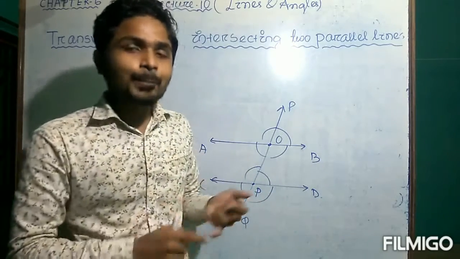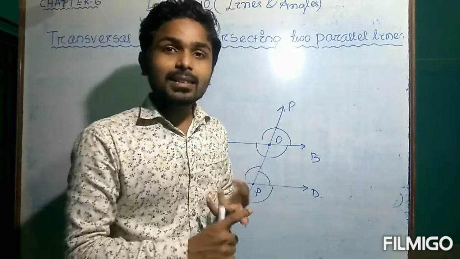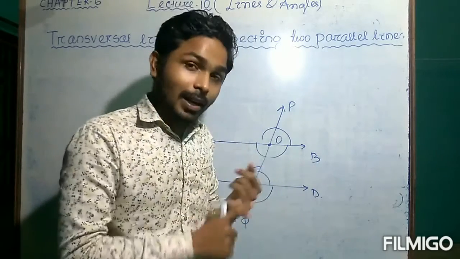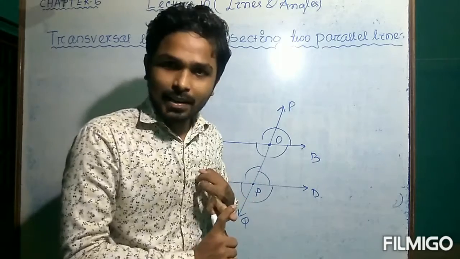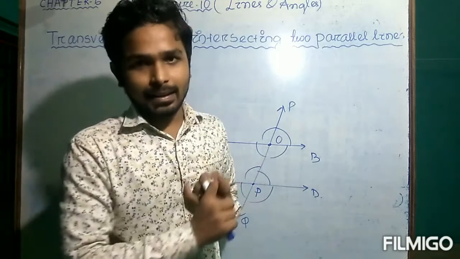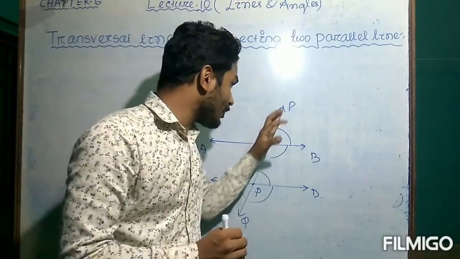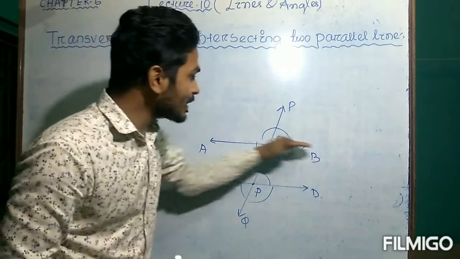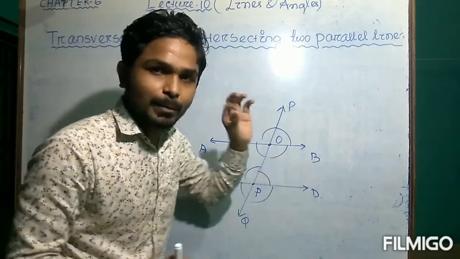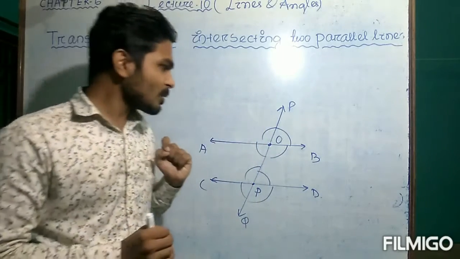The names of the angles are exterior angles, interior angles, vertically opposite angles, corresponding angles, alternate interior angles, alternate exterior angles, co-interior angles, and finally co-exterior angles. Understood? So these are the 8 types of angles formed whenever a transversal line intersects two lines at two distinct points. Then one question arises here. Okay, what is the question?